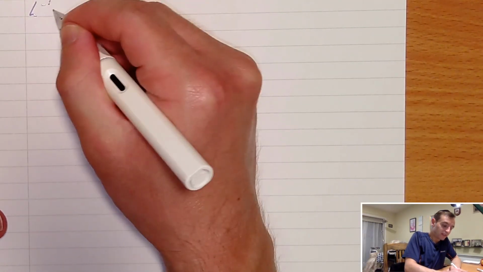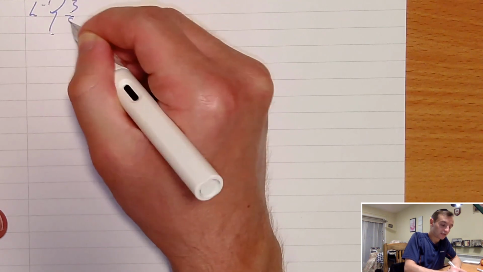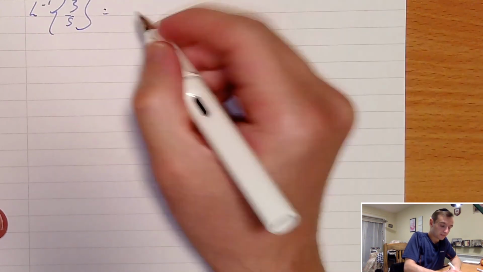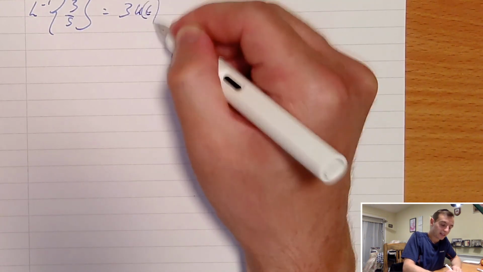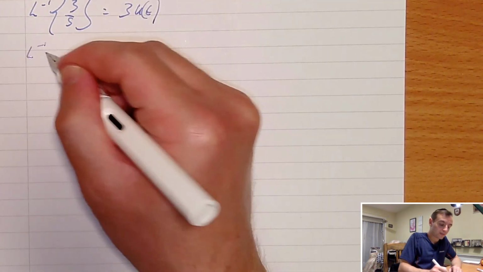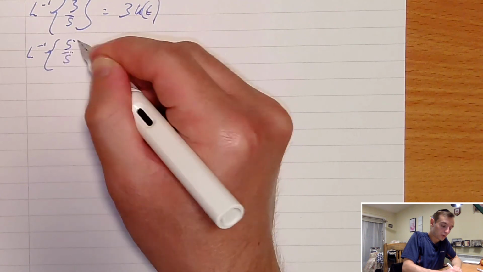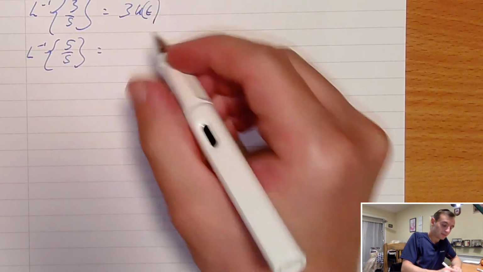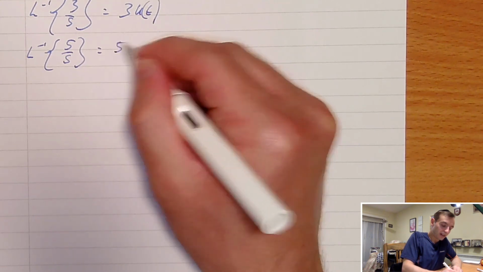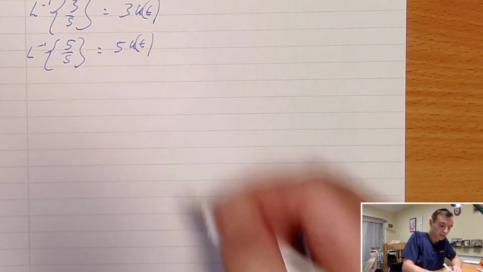Just by way of example, if we had the inverse Laplace transform of 3 on s, we would say that would be equal to 3, but we can now say 3u(t). If we had the inverse Laplace transform of 5 on s, I know this is very simple, but I'm going to do it anyway, that's going to be equal to 5u(t).